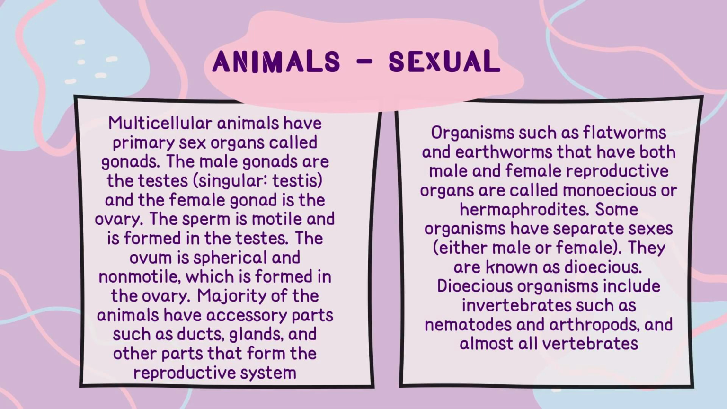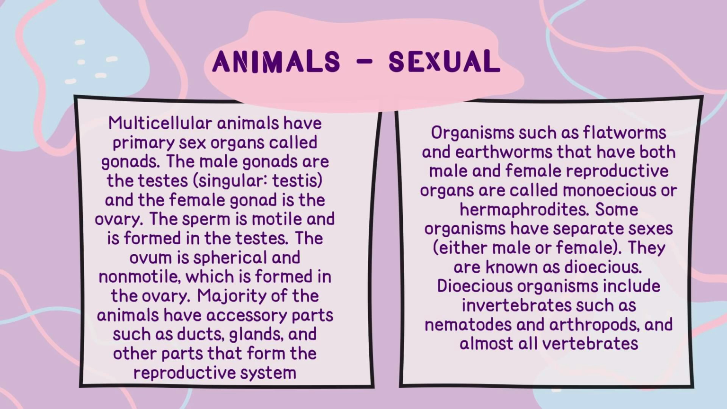The sexual reproduction in animals. So, multicellular animals have primary sex organs called gonads. Okay? Ang tawag sa ating sex organs ay gonads. So, kapag male, ang gonads niya ay tinatawag na testis. Okay? Uulitin ko. Kapag male, ang gonads niya ay testis, while kapag female naman, ang gonad niya ay ovary. Okay po? If man has testes, the female has ovaries.